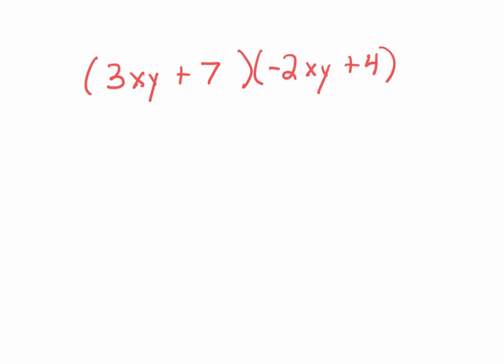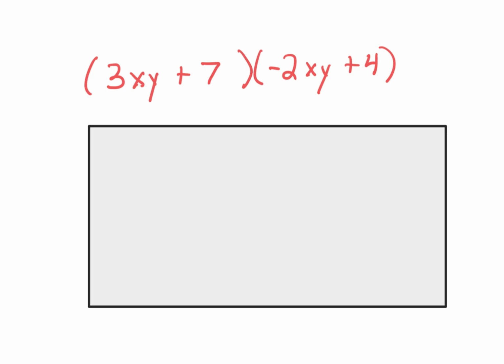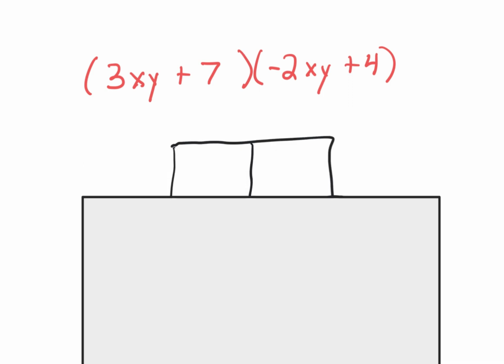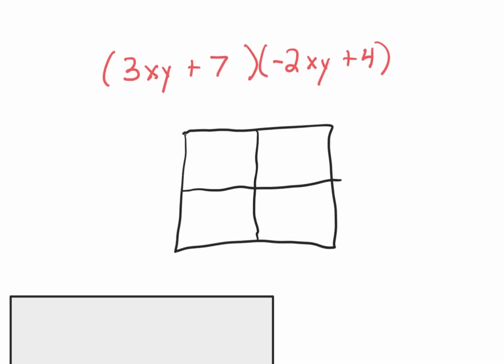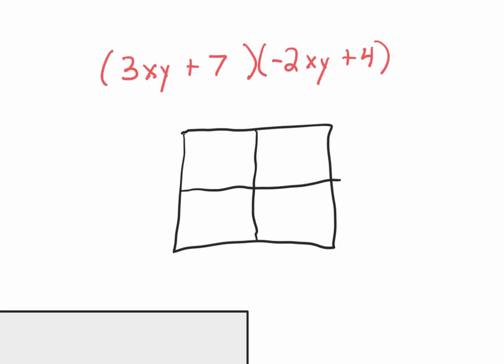So 3xy plus 7 times negative 2xy minus 4. All right, I'm going to show you a little bit of a different way to do it again. Just showing you something else that maybe you can do. Some people like this method for binomials, some don't. We can also use what we call a box method, and you'll learn more about this tomorrow when we're talking about little bigger ones. But this is called the box method for doing these.